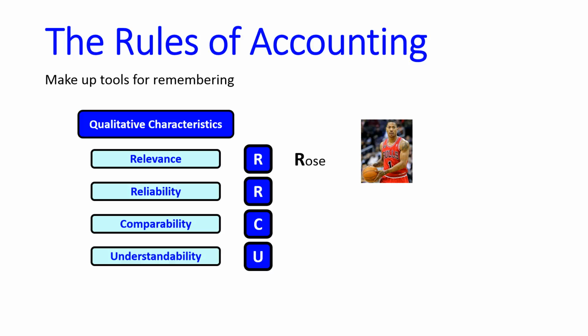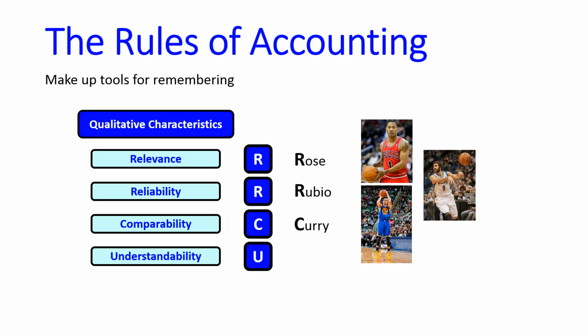So for me, I remember relevance as Rose, for Derrick Rose, Rubio for reliability, that's Ricky Rubio, comparability is Stephen Curry, and understandability is Beno Udrih. So I don't remember relevance, reliability, comparability, understandability. I remember Rose, Rubio, Curry, Udrih, and that way I can backtrack and go, well, what did Rose stand for? What did Curry stand for?